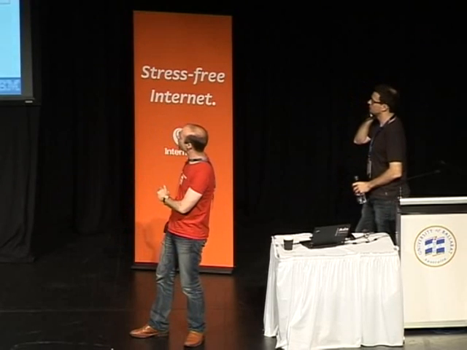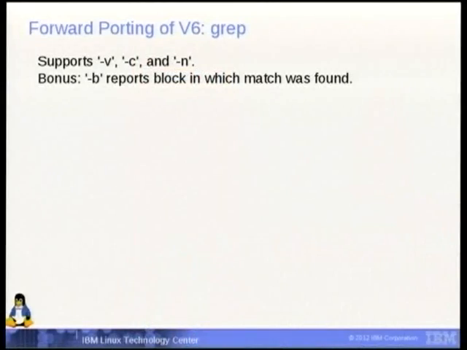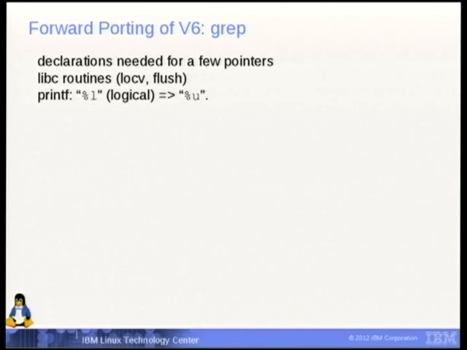But that's reasonably comparable. Forward porting grep, okay. It already supported -v, -c and -n, and for a bonus, for the old timers, a -b, which shows you the block number in which the match was found, which is pretty cool. Which foot of tape it's on. Yeah, that's right.